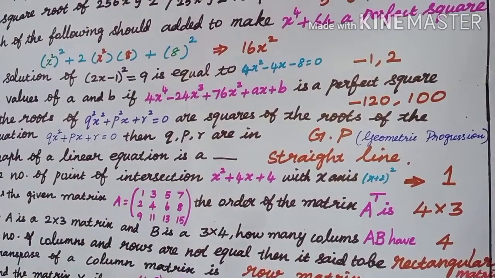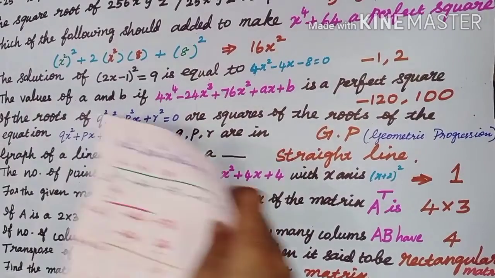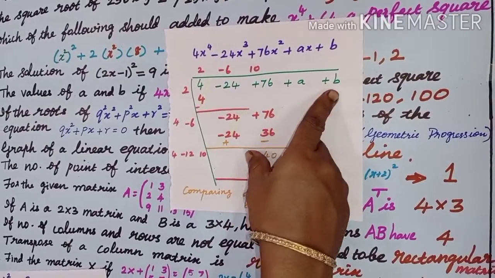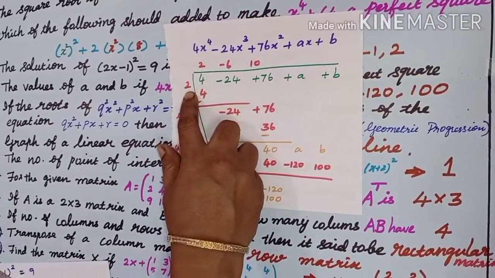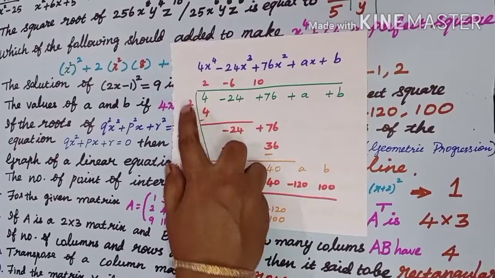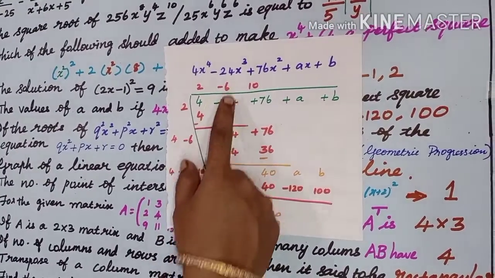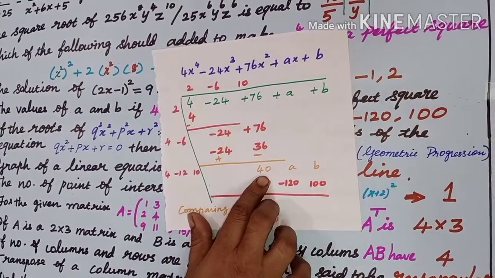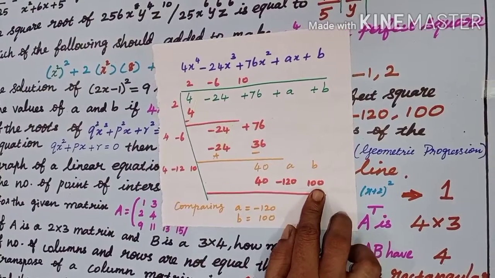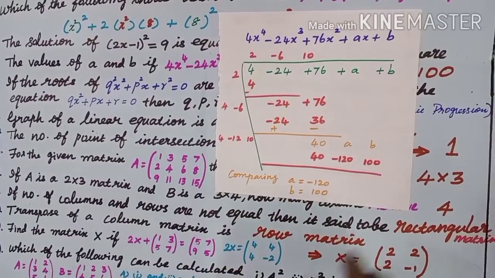So the 10th one: find the value of a, b. Find the square root of the value. So 4x⁴ − 24x³ + 76x² + ax + b. What is the root of 4? 2, and you will write here 2. 2 2s are 4. The 4 table, how many times? 6 times. So 6 6s are 36. You have 40 here. So 10 is another number. So 10 10s are 100. B answer is 100. And a is −120. So a equals −120 and b equals 100.